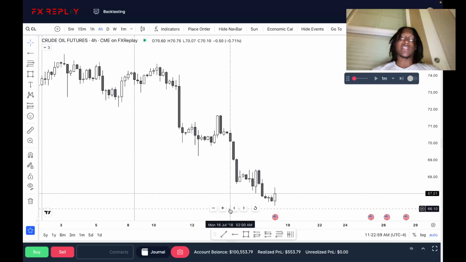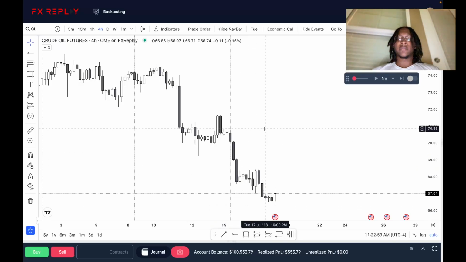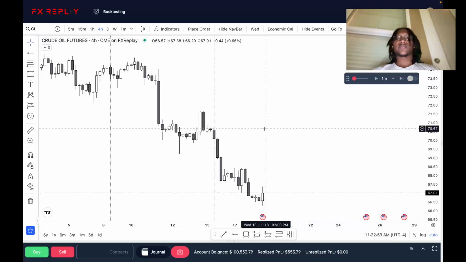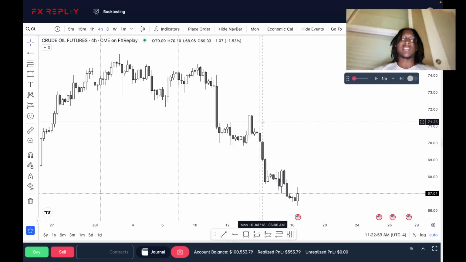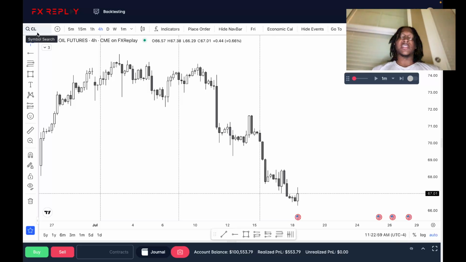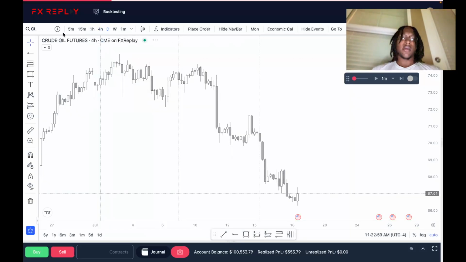12% on 100K is 12 grand. 12% on 300K is what, 36 grand. So there's a lot of ways you can grow and scale and make some decent profit from things, like risk management, money management. But for this session in particular, I'm going to go here.